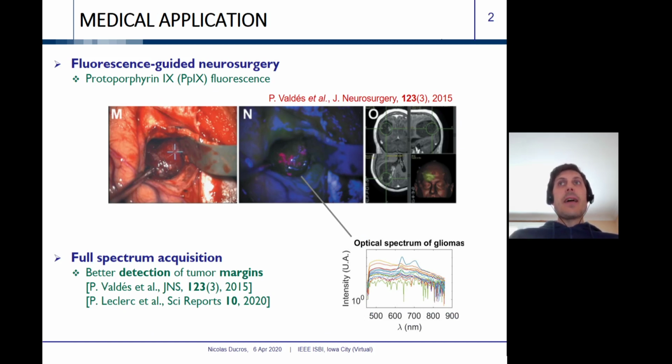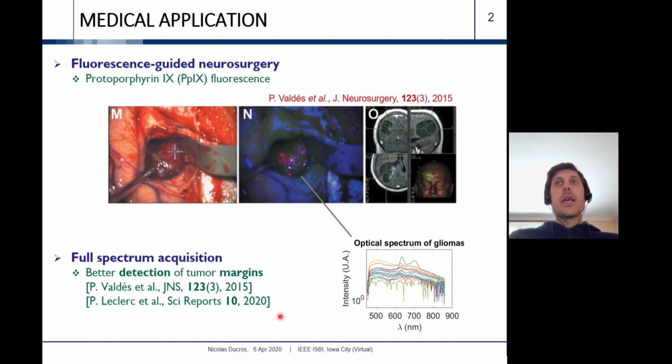Previous studies have indicated that protoporphyrin 9 or PP9, which can be induced by ingestion of a drug, accumulates in higher concentration in tumor tissues. Therefore, the fluorescence emitted by PP9, here in pink, has been used to guide surgery, which was shown to improve the resection of high-grade gliomas through better detection of the tumor margin.